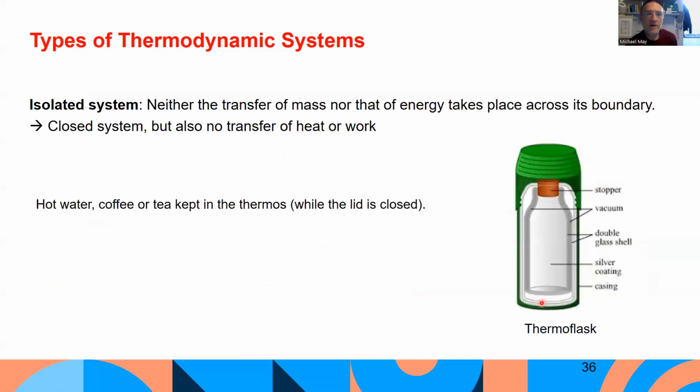And then finally, you've got the isolated system. The best example there is where there's neither transfer of the working fluid or mass from the system, nor any transfer of energy across its boundary. The example would be a thermos flask: hot water, coffee, or tea kept in the thermos while the lid is closed.